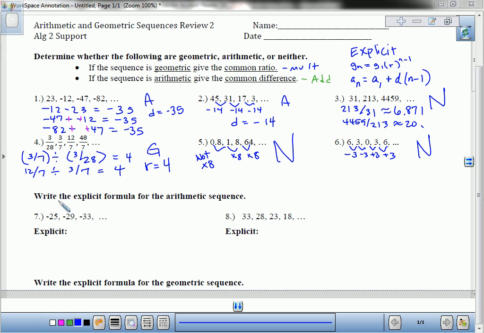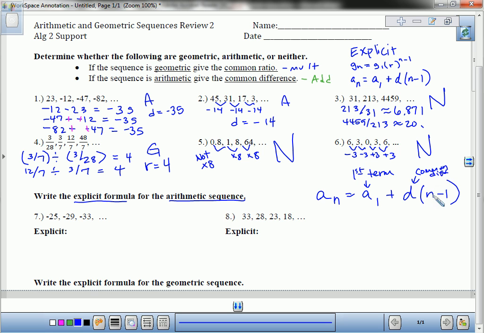Okay, now this says write the explicit formula for the arithmetic sequence. Okay, explicit for arithmetic. A sub n equals a sub 1 plus d times n minus 1, or n minus 1 times d. You can write it either way. Both correct. So we got to talk about what each little part means again. This is our first term. This is that common difference, what we're adding by every time.